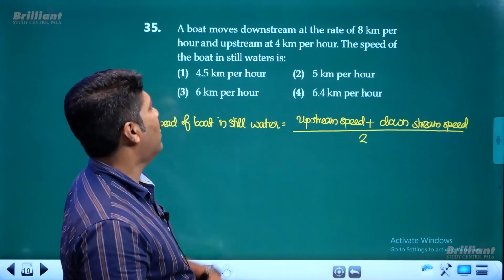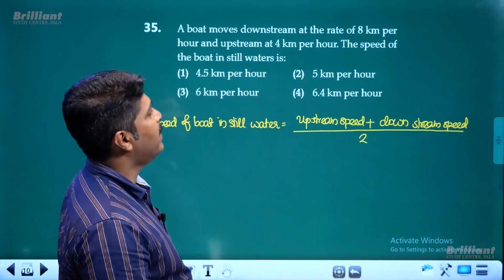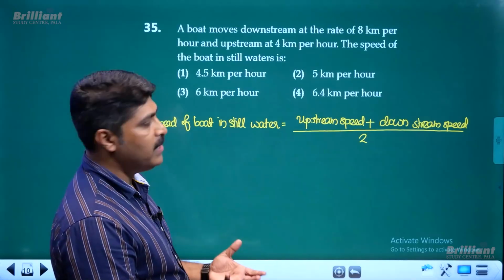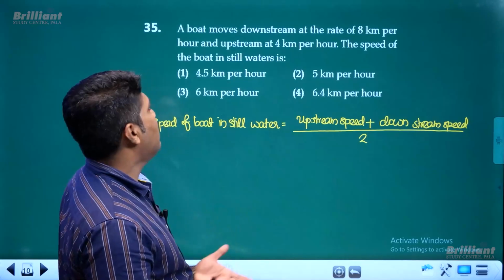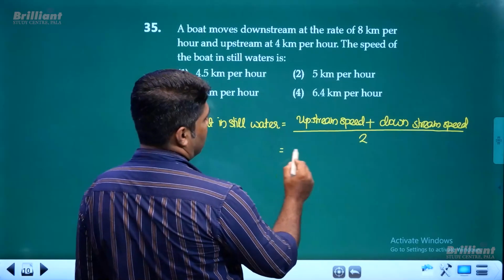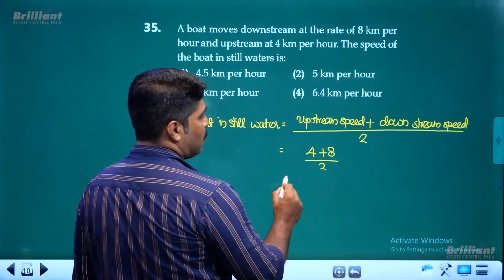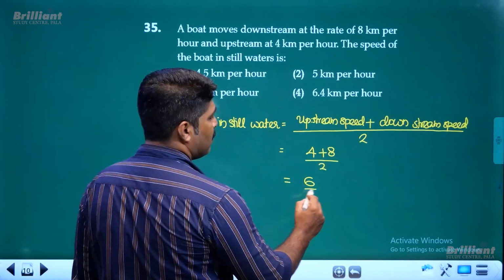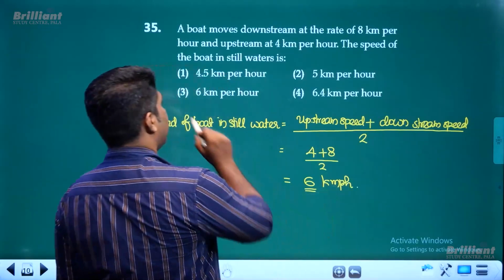Here we know that the downstream speed is 8 km per hour and the upstream speed is 4 km per hour. Hence the speed of the boat in still water is simply 4 plus 8 by 2. So this is equal to 6, that is 6 km per hour. So that's a direct application.